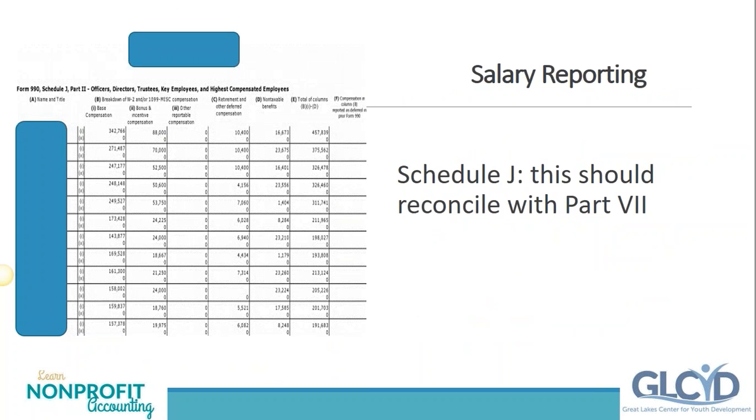And then this is the other part where there's salary reporting. This is more detailed, and this is just the employees, and this is Schedule J. Now it should reconcile with Part 7.